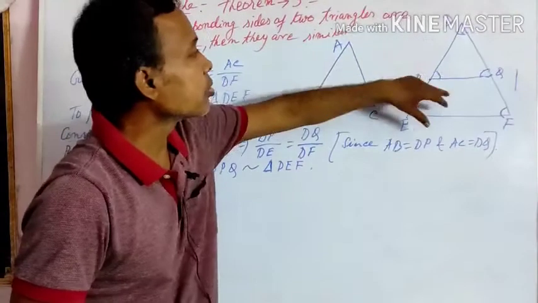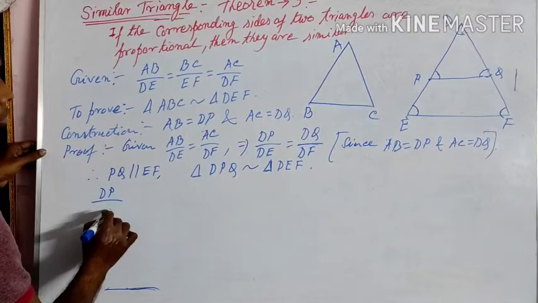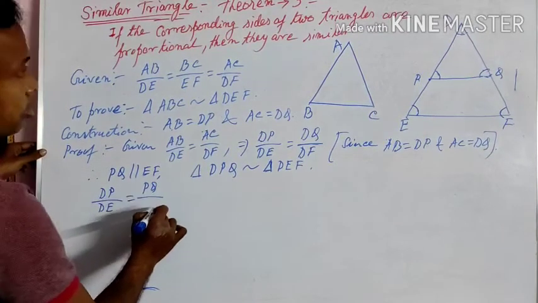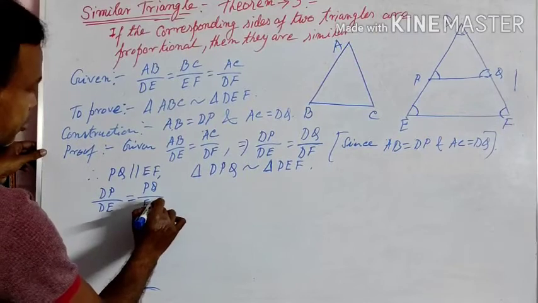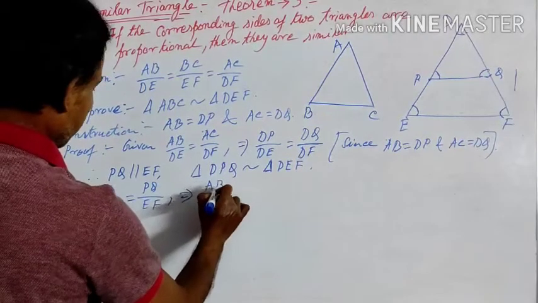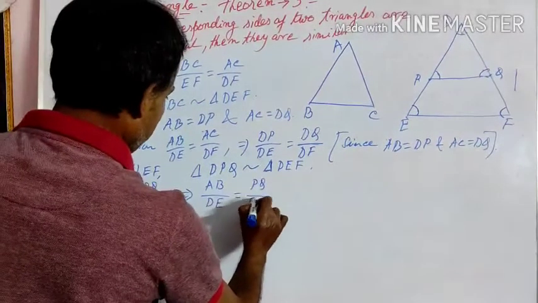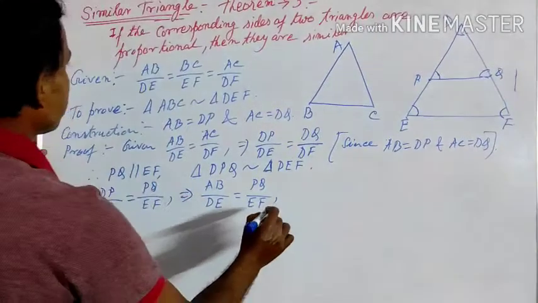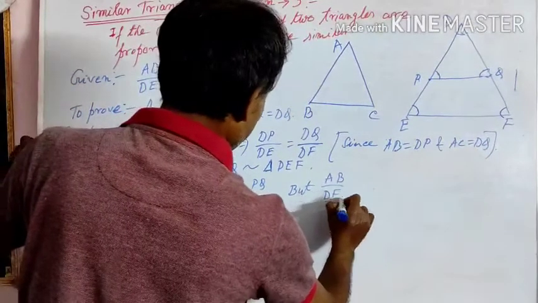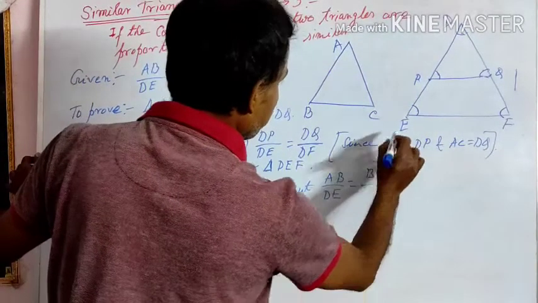Since two triangles are similar, therefore we can write DP by DE is equal to PQ by EF, or DP means AB, AB by DE is equal to PQ by EF. But AB by DE is equal to BC by EF.